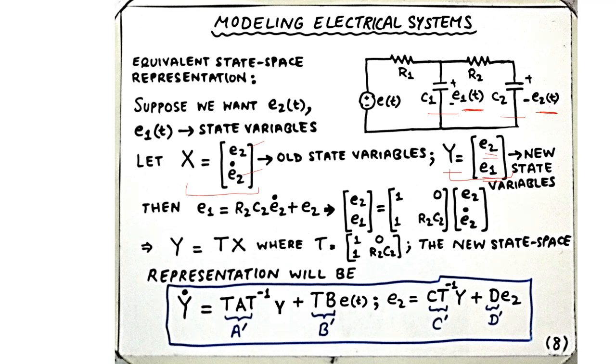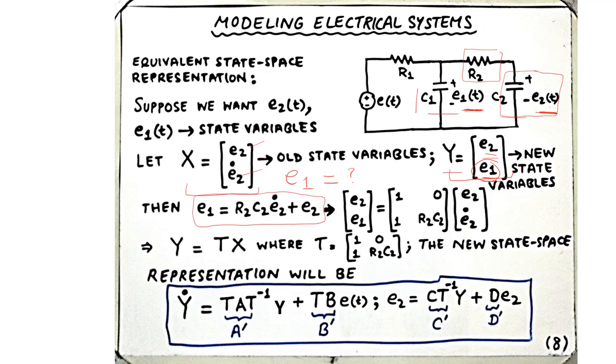It is easy to see that E2 has been preserved in this transformation, so E2 is just E2 as before. But what about E1? For E1, we need to develop the linear relationship with the old state variables. So we know that E1, which is the voltage across capacitor C1, is a sum of the voltage across resistance R2 and the voltage across capacitor C2, that is E2. That can be easily derived with the help of Kirchhoff's voltage law as written here.